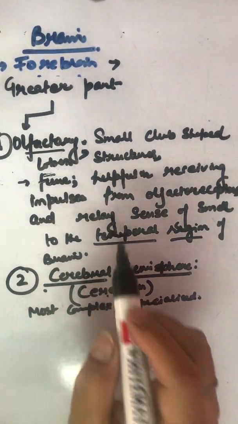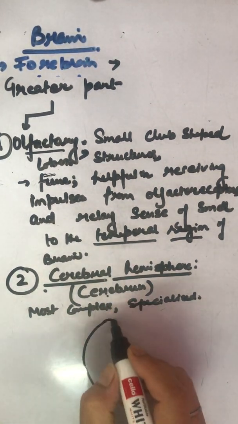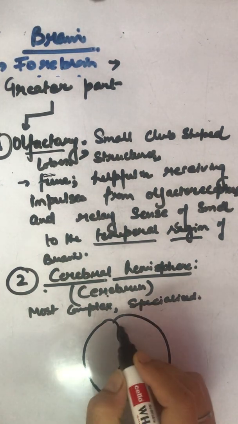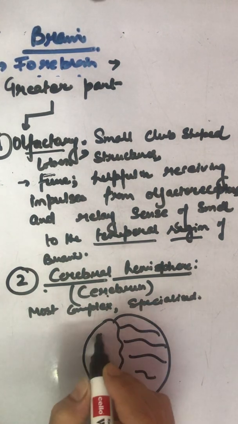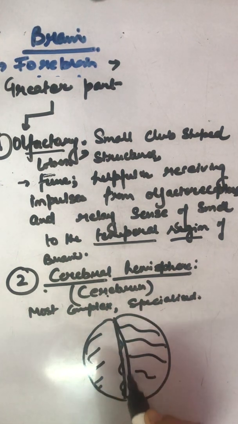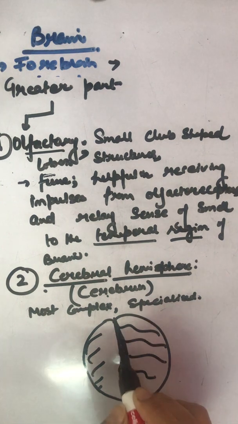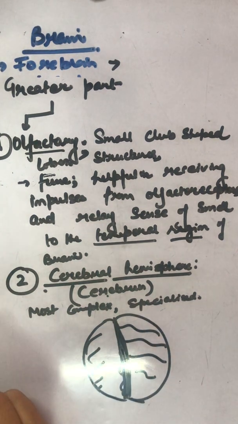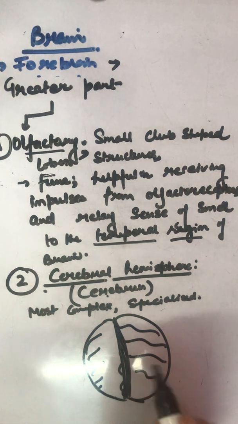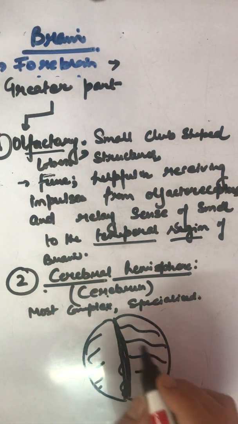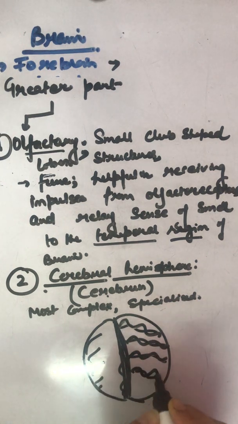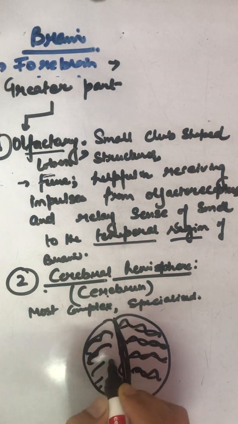See, these two cerebral hemispheres are separated from each other with the help of this cerebral fissure. The cerebral fissure separates the two cerebral hemispheres. It has a large number of folds, which are gyri and sulci.